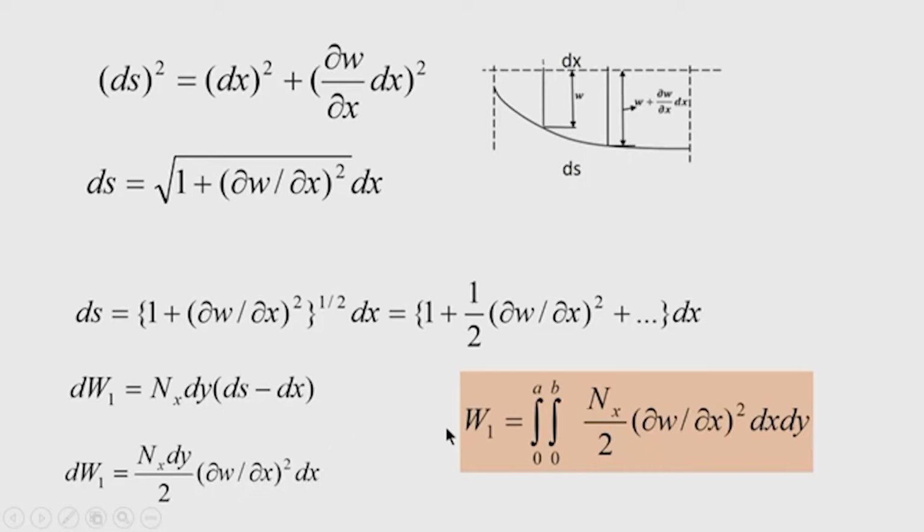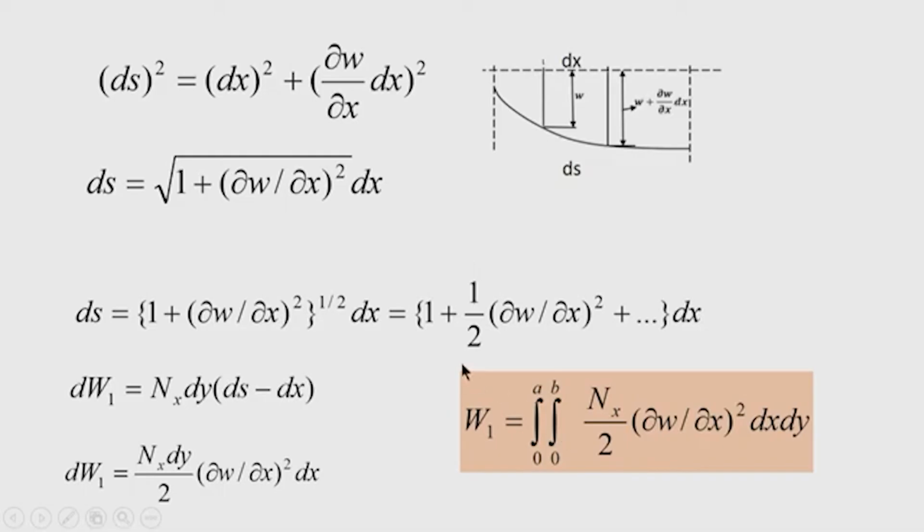Then the total work done is the integration of this quantity within the domain of the plate. If it is a rectangular plate of sides a and b, then we can write the double integration, 0 to a, 0 to b, Nx by 2 del w by del x whole square dx dy. So, you have understood how the work done due to membrane force in the x direction is calculated.